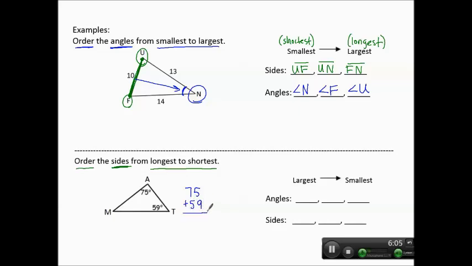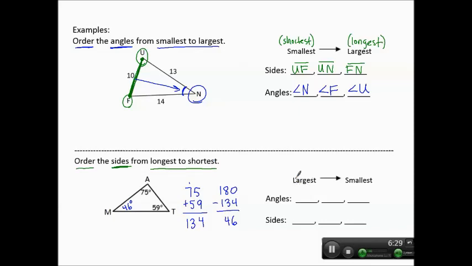So let's start by figuring out what that missing angle measure is. 75 plus 59 makes 134, and then 180 minus 134 makes 46. So 46 is that missing angle measure. Now we can start by labeling the angles from largest to smallest. Notice this one is the opposite direction as this. Pay close attention to the directions.